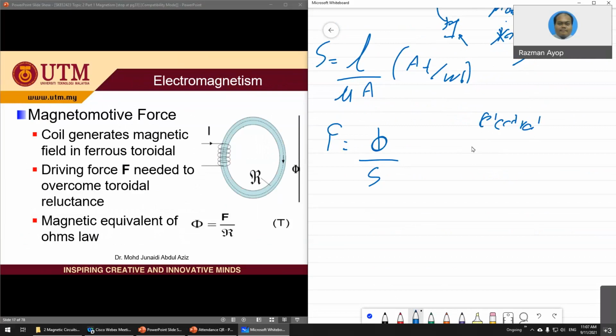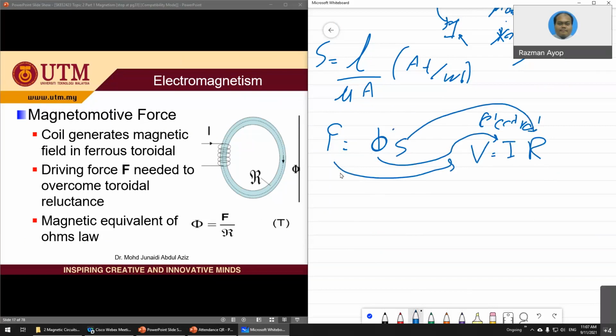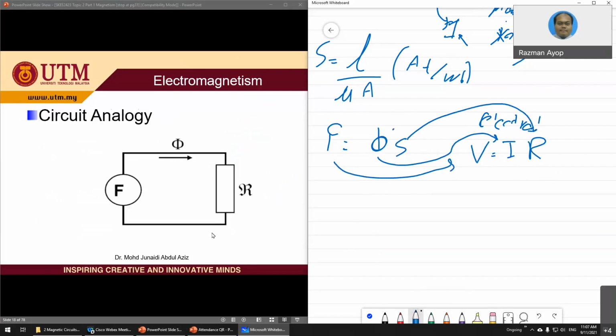So this one is V equals I, oh sorry, this one is wrong, V equals I multiplied by R. Make sure you know the relationship because it uses the same concept. Then you learn about the circuitry analogy. This one will be our focus today.